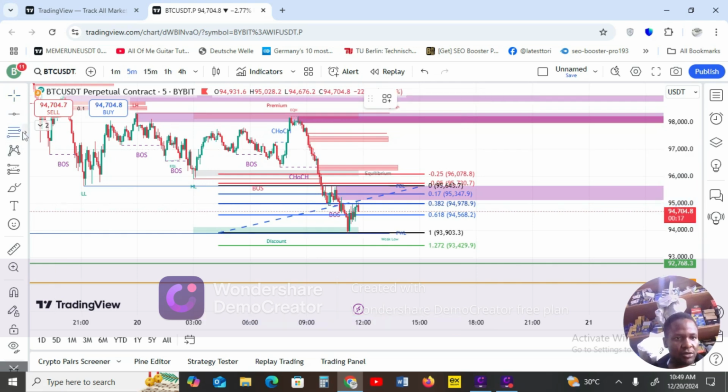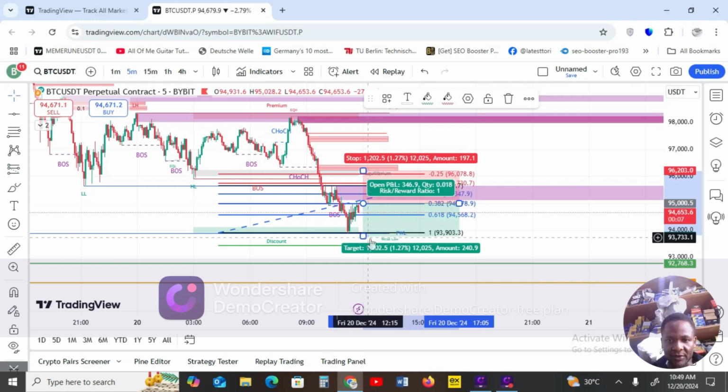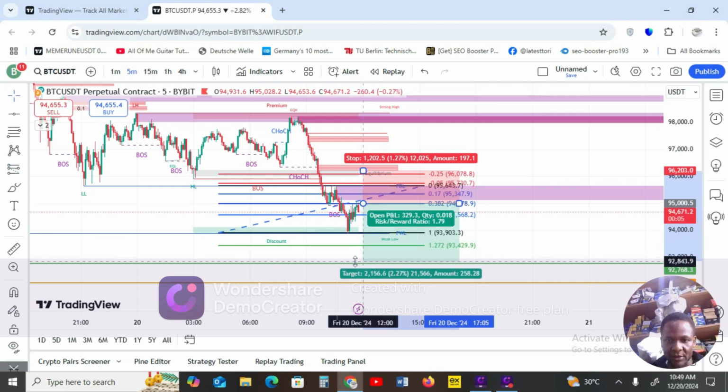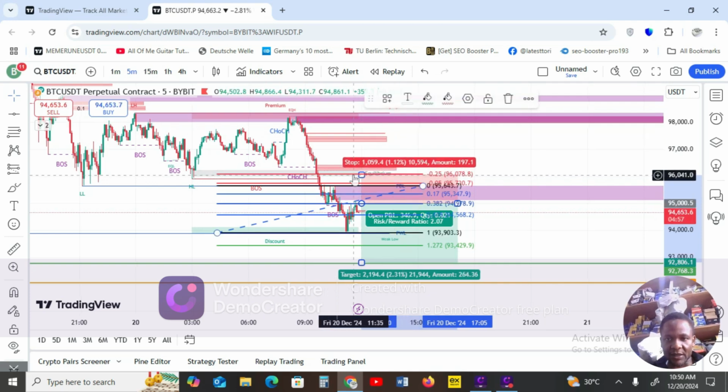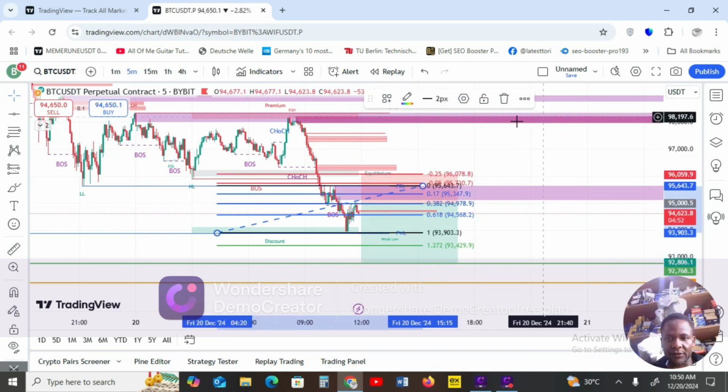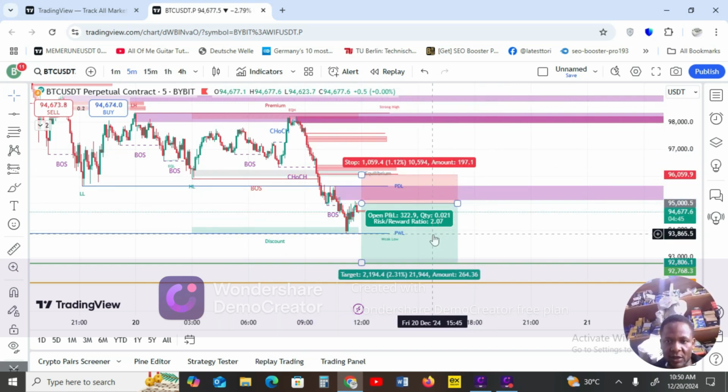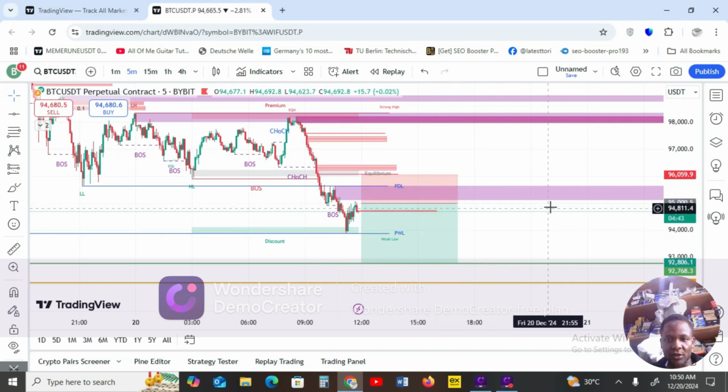So let's quickly go into this trade. A short position at this point here. Good. And keep our target to this. Good. Then I'll put my stop loss at this. Good. Then I can now take off this fib. Good. So it's a 1 to 2.0 risk reward ratio.